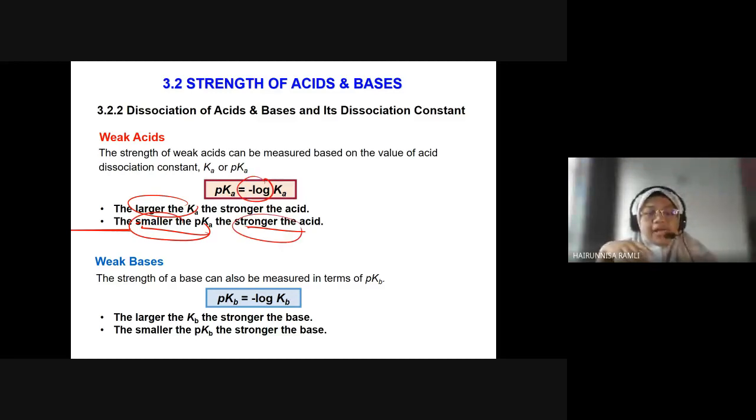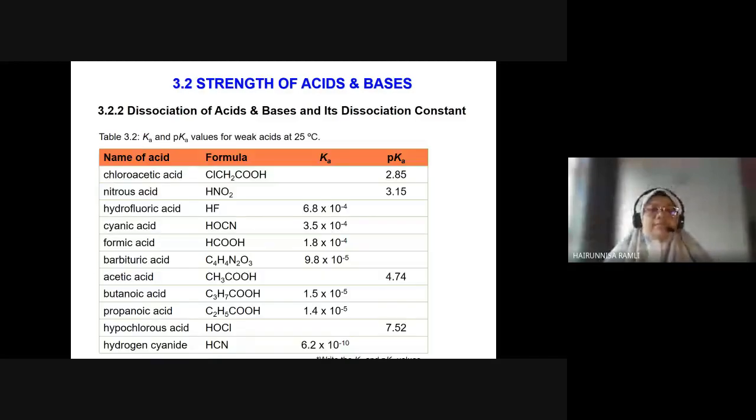Okay? So, same goes to weak base lah. The larger the Kb, the stronger the base. The smaller the pKb, the stronger the base. Okay? You kena ingat this part. Okay? So, ni beberapa contoh value of Ka and pKa. Contohlah kat sini.